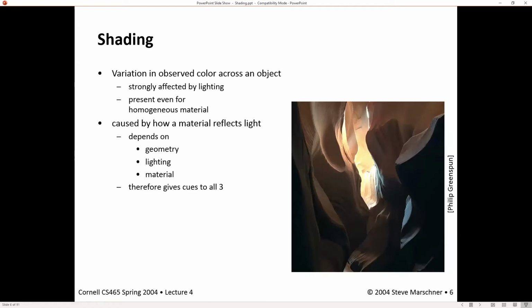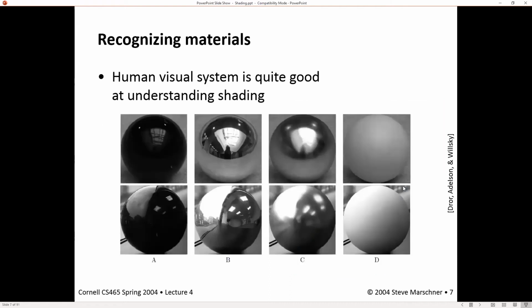So from today's lecture, we hope to be able to add this to our world, where given the same color block, we can see something about the shape of the world. You have a pretty good idea of what the shape of this slot canyon looks like, even though it's all the same color, because of the shading on the surfaces. Our human visual system is really good at figuring out what's going on with reflectance and lighting.